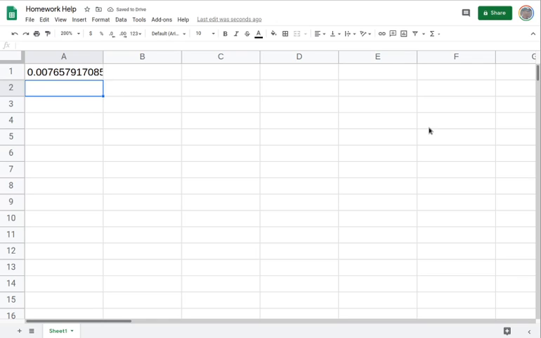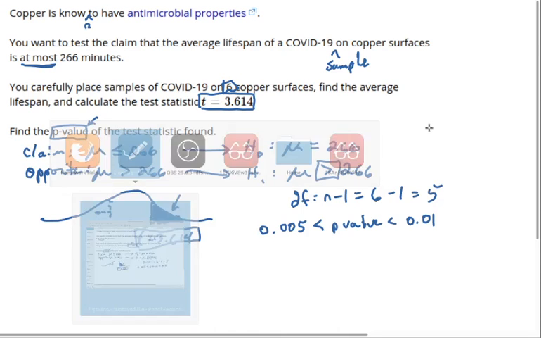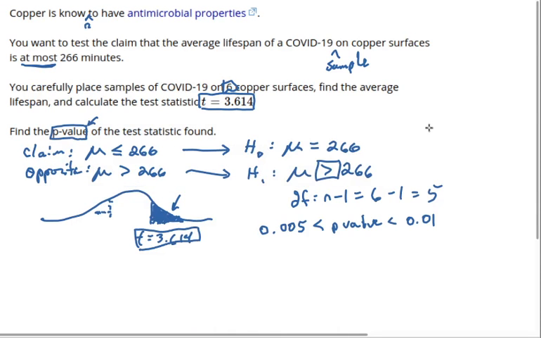And that gives me 0.0077. So my p-value is 0.0077. It's indeed greater than 0.005, but it is less than 0.01.